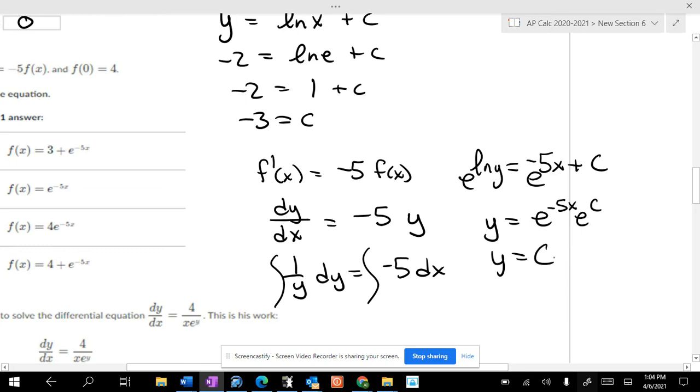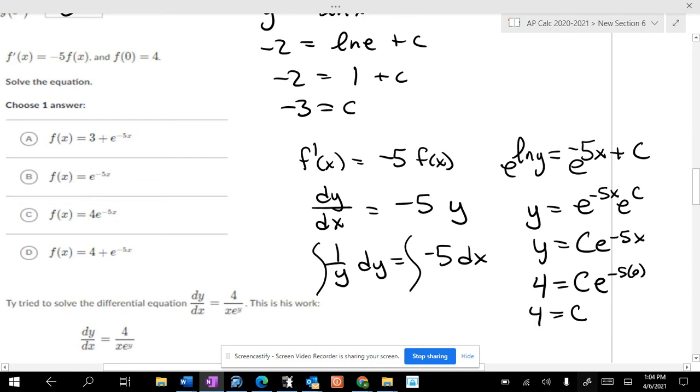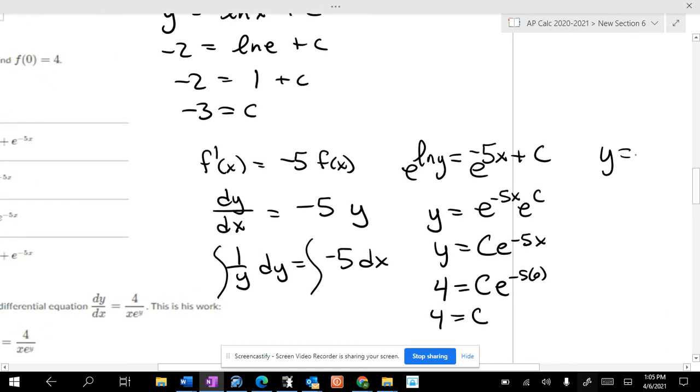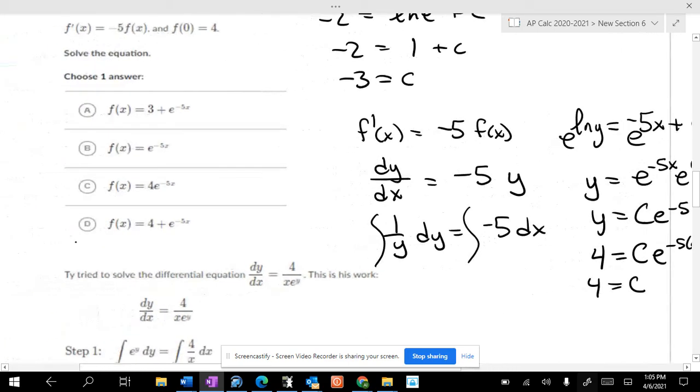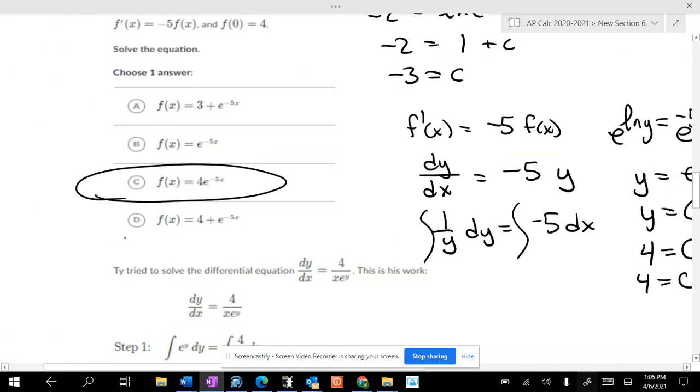Which is also just c. That's zero. So then 4 equals c e to the negative 5 times 0. So c is 4. So y equals c e to the negative 5x. There's a pattern developed.